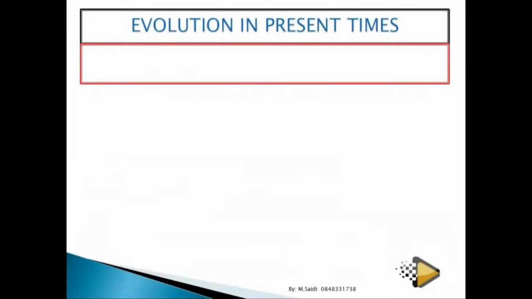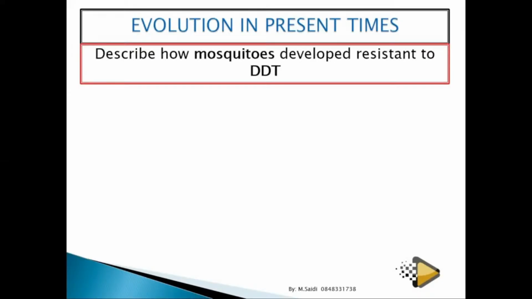Evolution in present time. What happens? Does evolution take place? We want to see it because we are saying present time. Then it means that evolution is taking place. Let's look at it in detail.